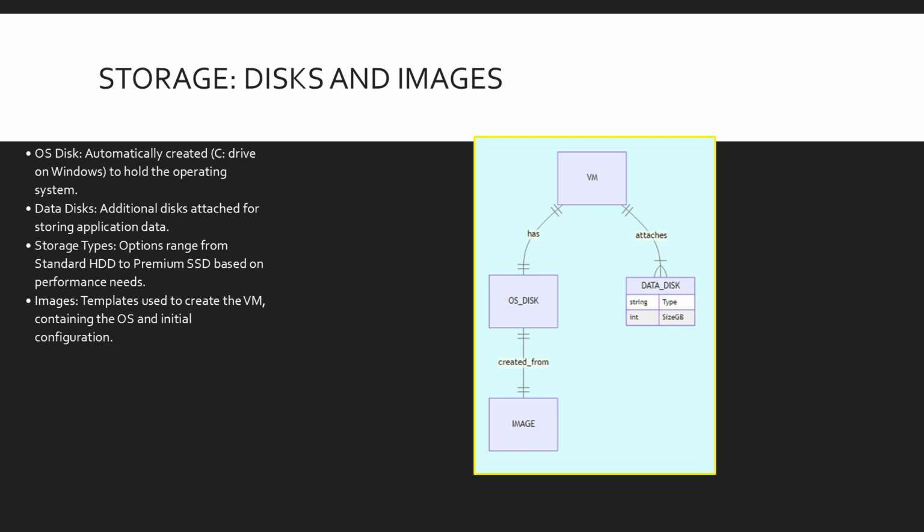This entity relationship diagram defines the storage structure. The VM entity is linked to exactly one OS disk. The OS disk is created from a source image. The VM can also have a one-to-many relationship with data disk, which allows you to expand storage capacity as needed, with specific attributes like type and size.